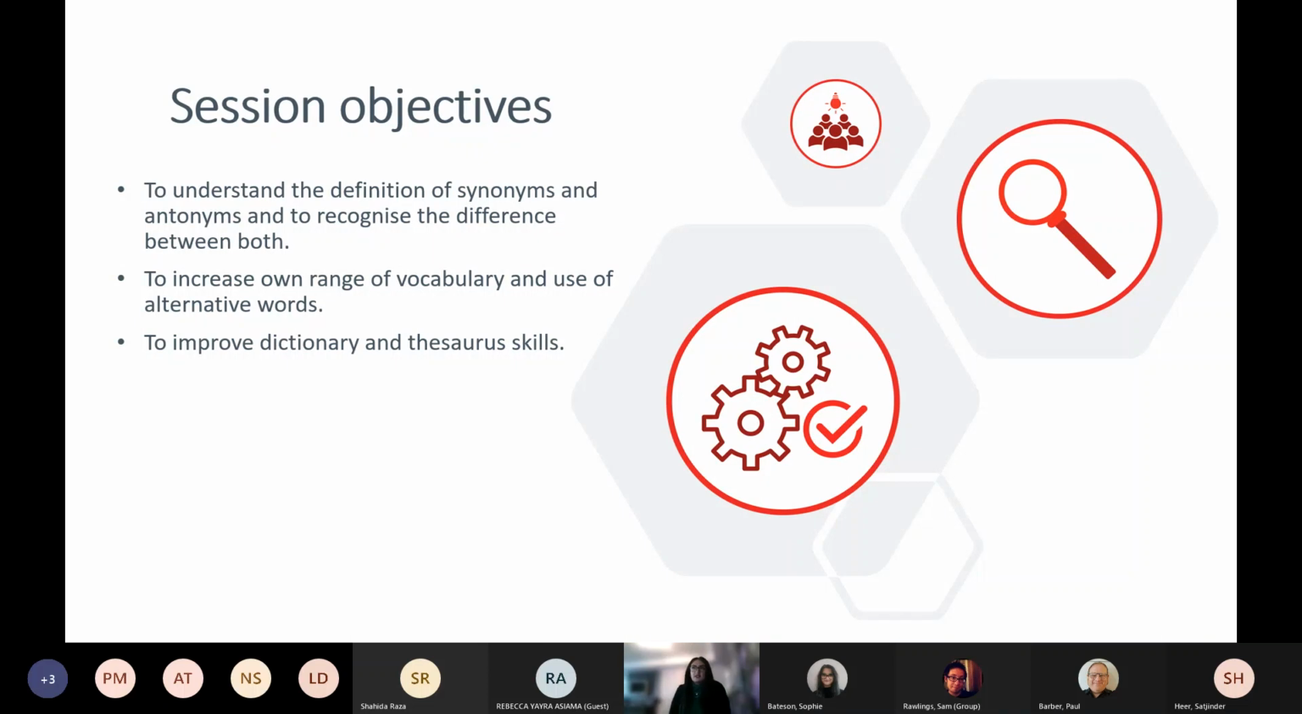So the session objectives are to understand the definition of synonyms and antonyms and to recognise the difference between the both, to increase our range of vocabulary and the use of alternative words, and to obviously improve dictionary and thesaurus skills should we need it.